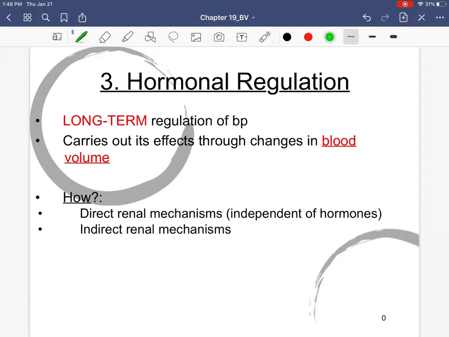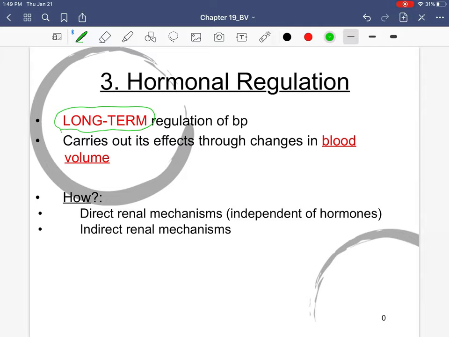Big, deep breath. So we talked about how we can regulate blood flow in the short term through either vasoconstricting or vasodilating arterioles that lead into the organs. Then we talked about how we can regulate blood pressure in the short term through the autonomic nervous system reflexes. Now we're switching gears to long term. We're going to see this over and over again when we talk about these body systems in A&P 2. We have a short-term fix, usually the nervous system, and that enables us to handle things in the short term.